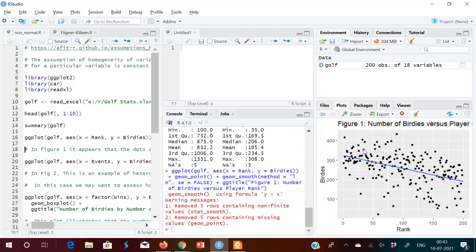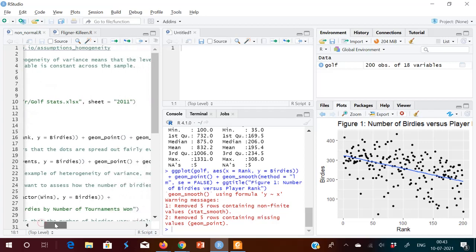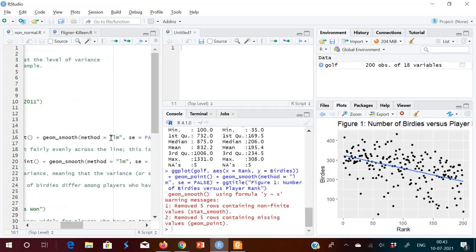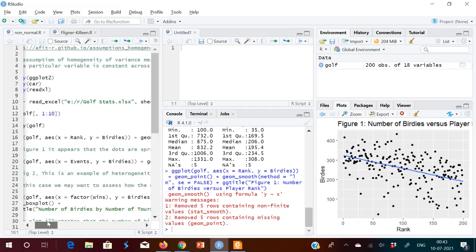So this is the graph. Here the variance has the homogeneous property. This is the command for that. You can see I have drawn the linear model also on the graph. Se equal to false means that if it is not given false, one layer will come over this line. So I put false so that the thicker layer does not come around the line. So this is the graph.